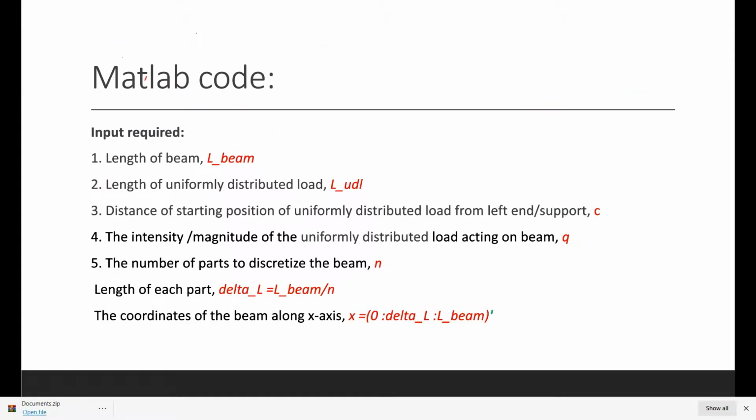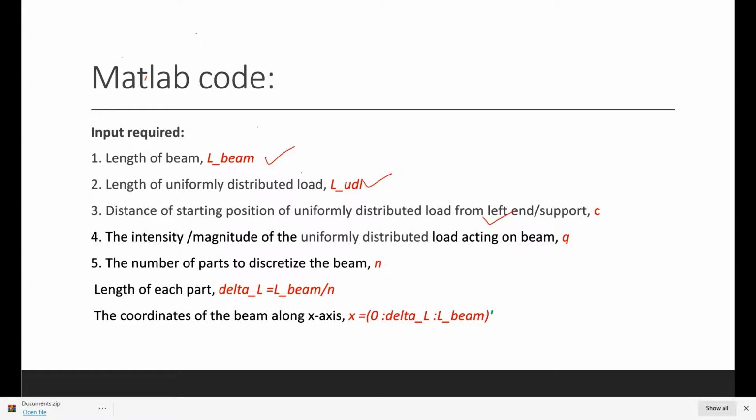Now for the MATLAB code, what is required? We know that in MATLAB the script is empty, nothing is written. So what do we have to give? First we have to give the data that is required. First, the length of the beam, which we put as input. Then the distributed load, the magnitude of the distributed load and its length. The length is 2 meter, 3 meter, or whatever the UDL length, the distributed length, is. So we will just give that value.